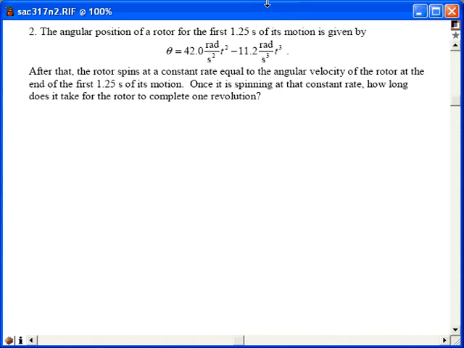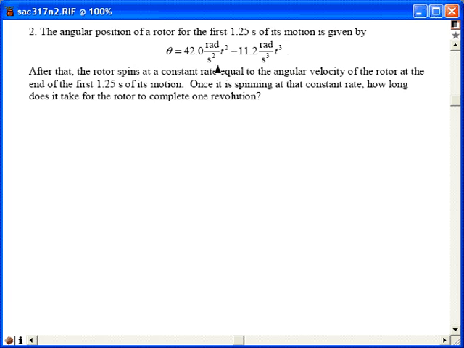Okay, let's have a crack at sac317 problem number 2. We're given the angular position of a rotor, told that after it completes 1.25 seconds, it starts spinning at a constant rate, and we want to know after that how long does it take for the rotor to complete one revolution.